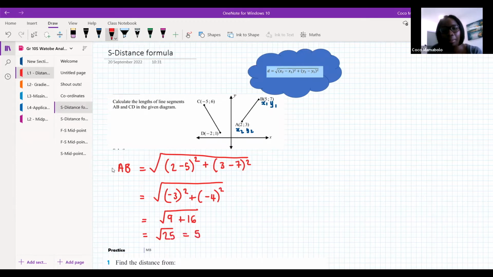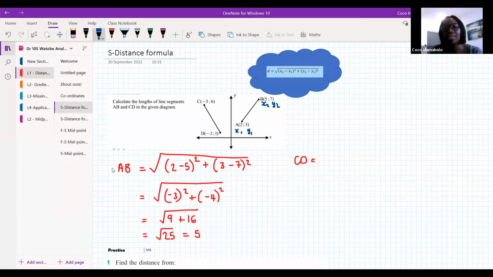Very well done, Monica. All right, so this is quite self-explanatory. Can you guys calculate for CD for me? Now remember, you get to choose which one is x1 and x2, and y1 and y2. You'll see that it doesn't matter where you start. Even if I had switched these around, if I had made this x1 and y1 and this part here x2 and y2, my answer still would have been the same.